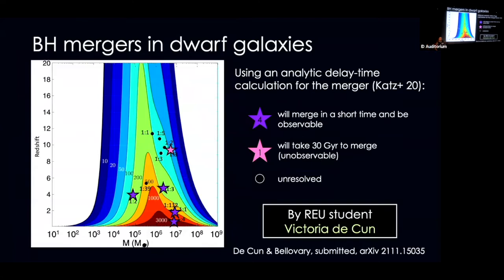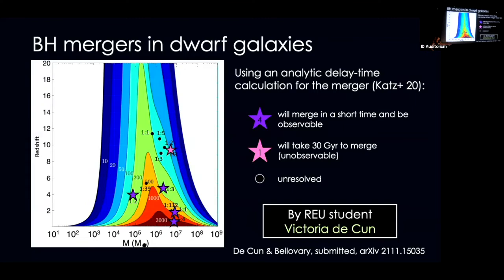Something that my summer student did 2 summers ago, but this is now on arXiv, is that she used an analytic delay time calculation to figure out what the merger timescale will actually be, because in our simulations, when black holes merge, they get close together and they go bloop, and then they merged, which in the universe, there's a whole bunch of physics that we have just ignored. And so taking into account some dynamical friction, some gravitational wave hardening, some three-body scattering, she tried to figure out, will these actually merge in these dwarf galaxies?